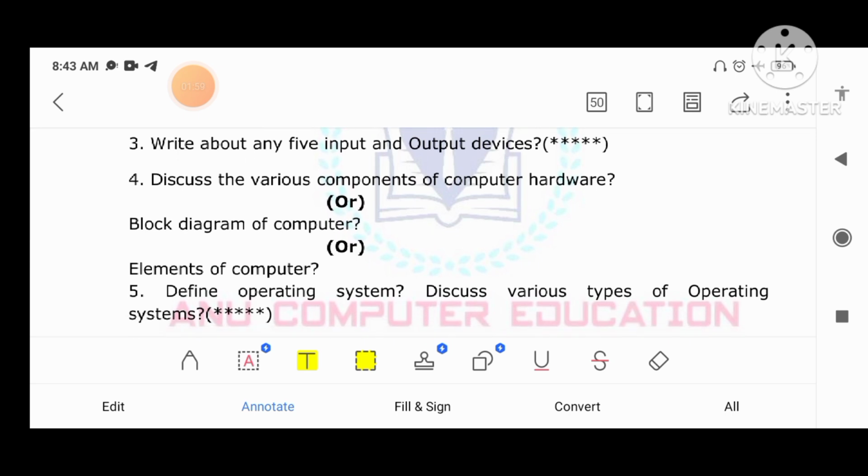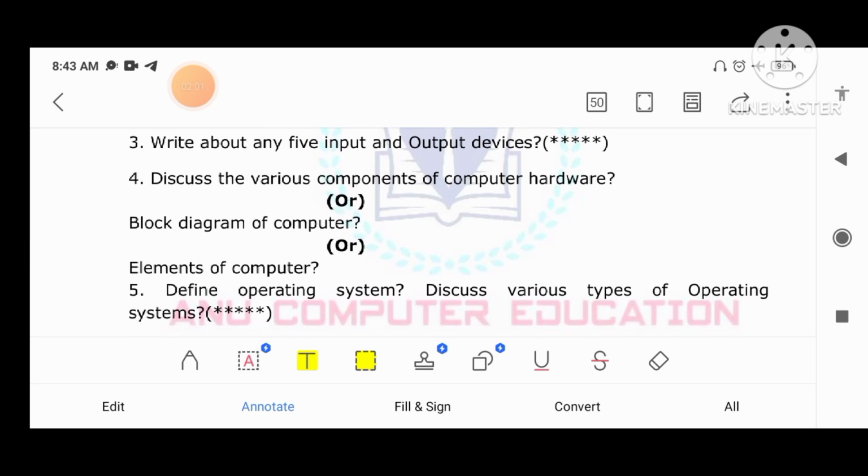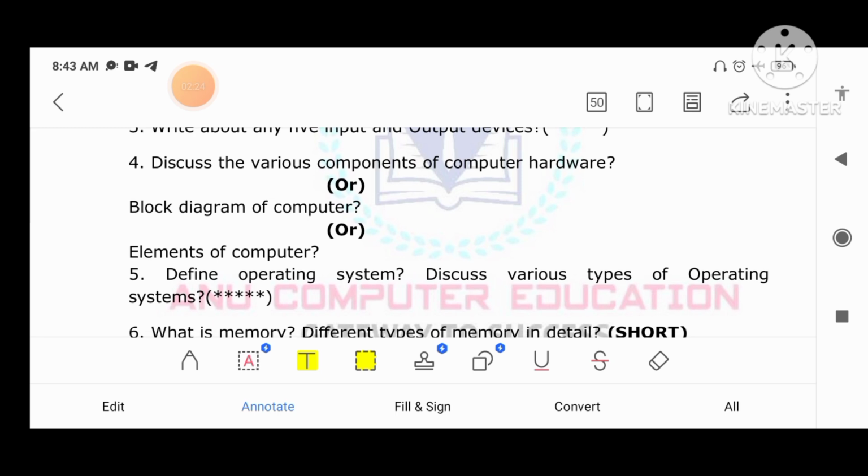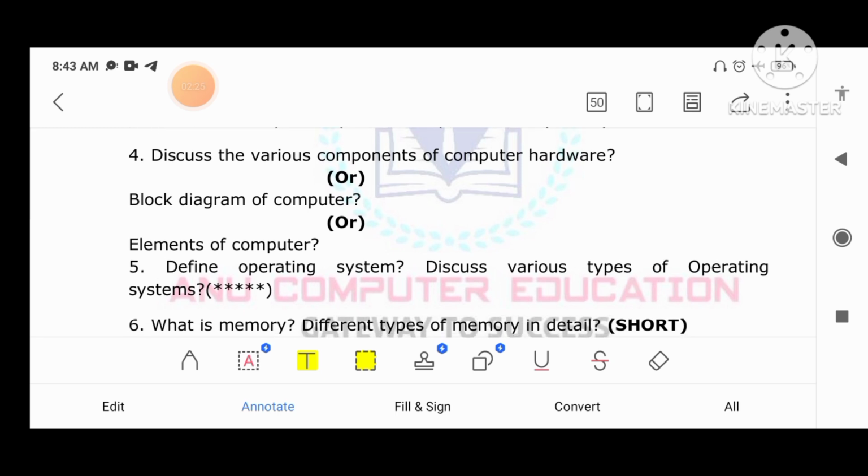And next, define an operating system and various types of operating system. This is a very important question. So you know what an operating system is? An operating system is an interface between the user and the computer. And we have different types of operating systems: batch processing operating system, next multi-programming operating system, distributed operating system, time sharing operating system. So many operating systems are there. Just write the definitions of all the operating systems.